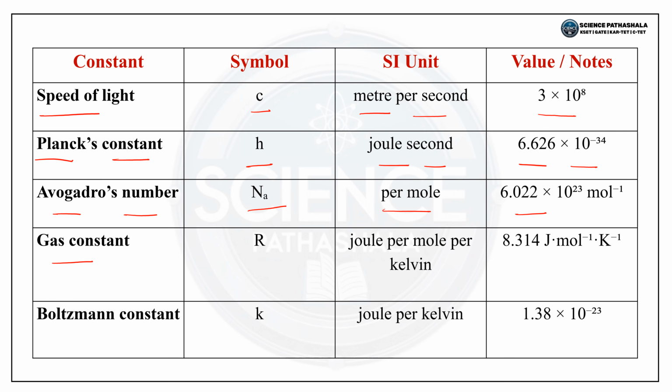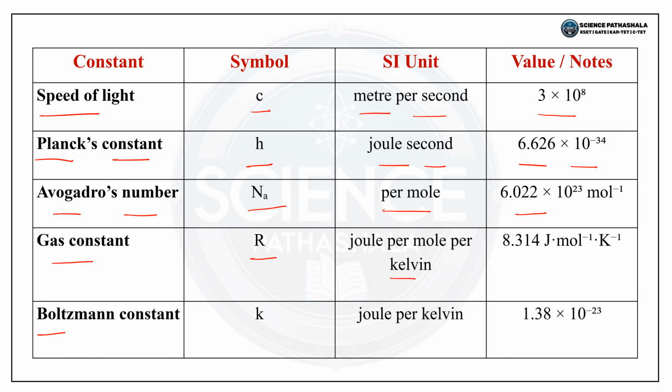The next is gas constant. The gas constant relates the energy scale to the temperature scale in the ideal gas law, PV equals nRT. It is represented by the symbol capital R. The SI unit is joule per mole per Kelvin. The value of R is 8.314 joule per mole per Kelvin.